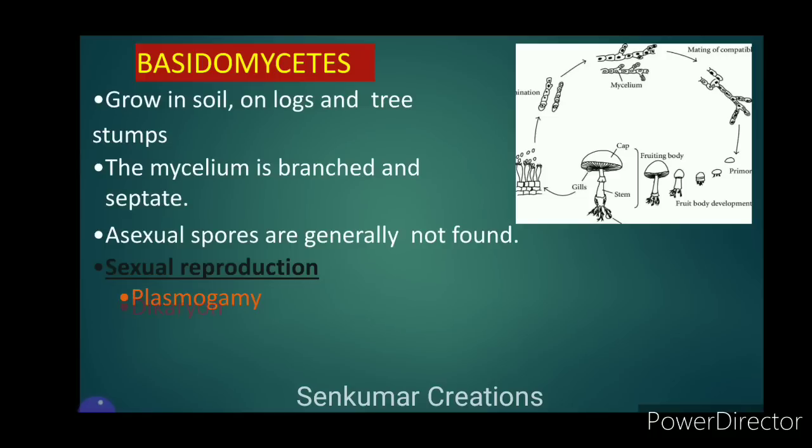Plasmogamy, dikaryon and karyogamy, okay, and basidiospores. So you can see the sexual reproduction found in the basidiomycetes. Plasmogamy is a union of cytoplasm, dikaryon means that two nuclei are present, and karyogamy, union of nuclei, occurs in the basidium, and basidiospores are also present.